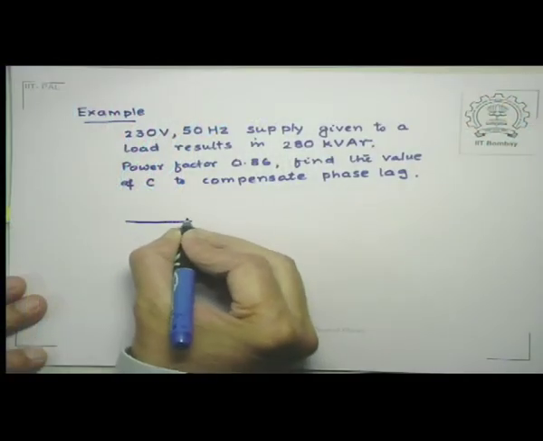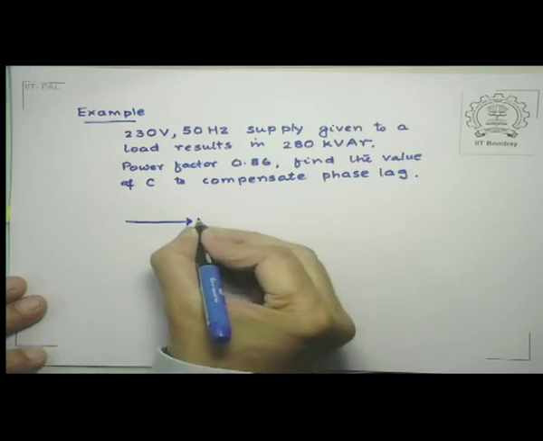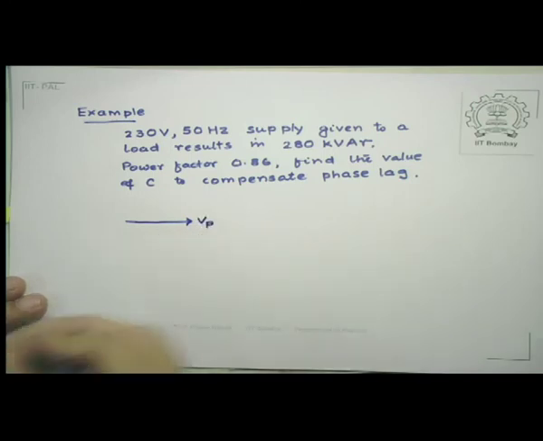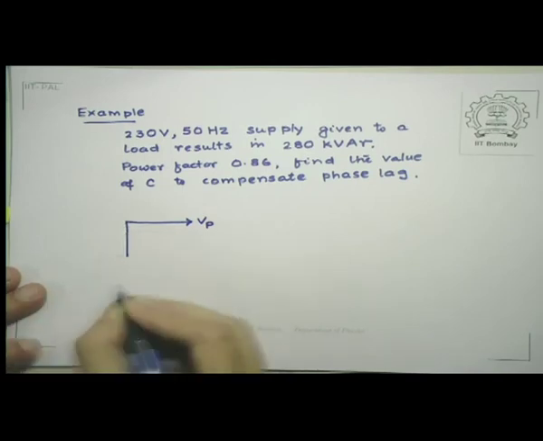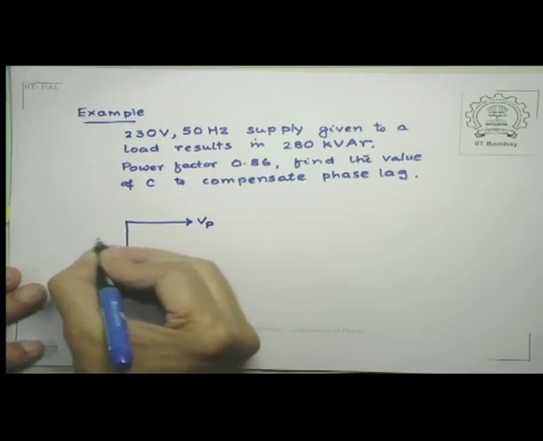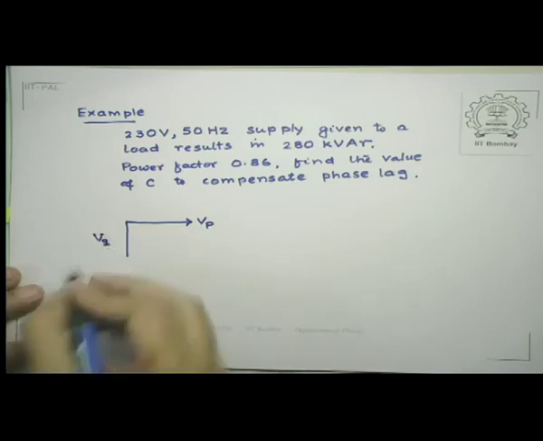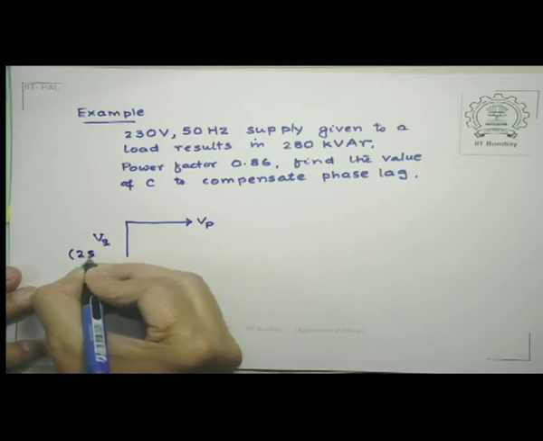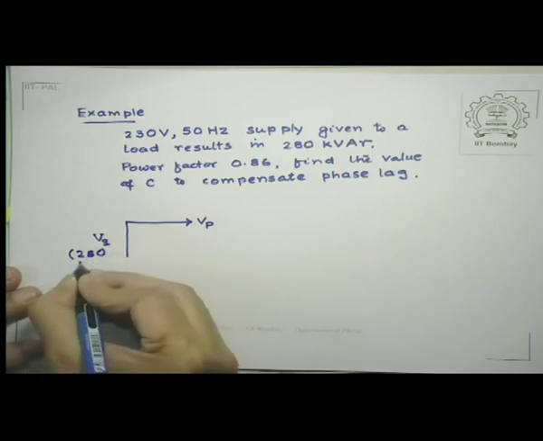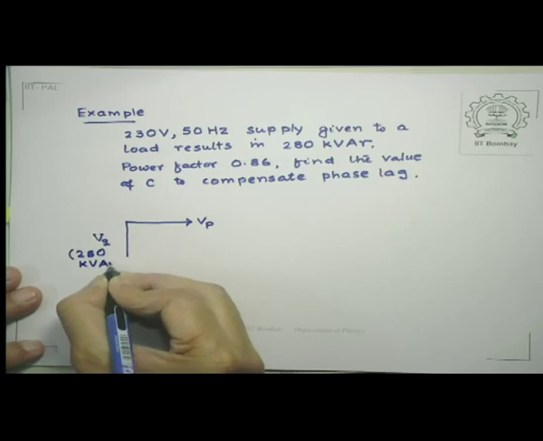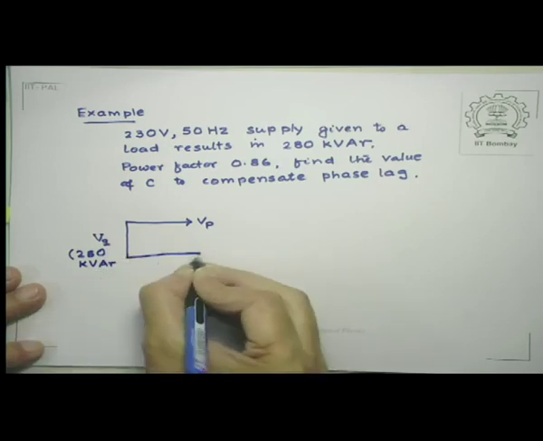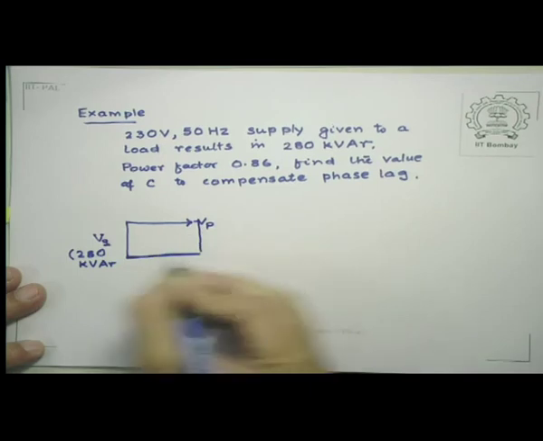Now, in order to look at the solution of this problem, let us look at the power triangle. That I have my true power here, and this is my reactive power. Let's call this, according to our previous notation, Vp and Vq. And this Vq is given to be 280 kVAR. And this is my completion of my power rectangle or triangle.